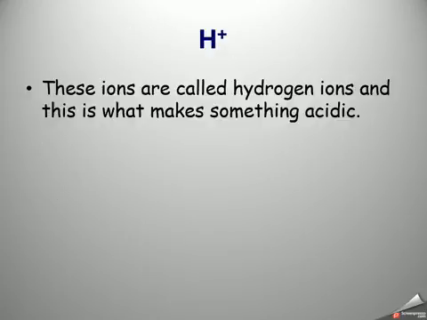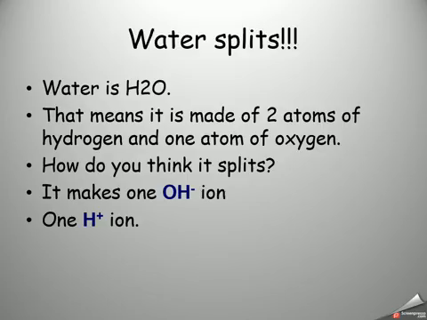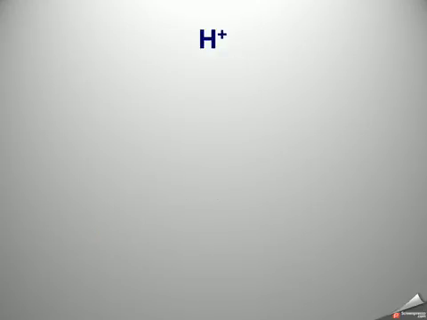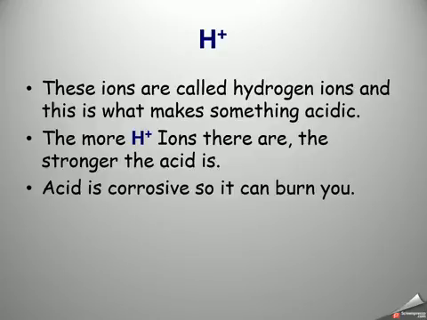Okay, and the hydrogen is what makes something acidic. So the more hydrogen ions there are, the more acidic something is. Like I said there, the more hydrogen ions there are, the stronger the acid is. And just to recap, acids and alkalis are made from water splitting, where the water, because it's H2O, the OH goes together and makes an OH minus ion, otherwise known as a hydroxide ion, and the hydrogen left over makes up the hydrogen ion. And that makes something acidic. Okay, and the more hydrogen ions there are, the more corrosive it can be, which means it can burn you.